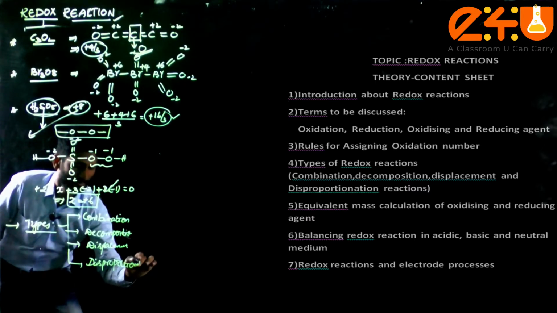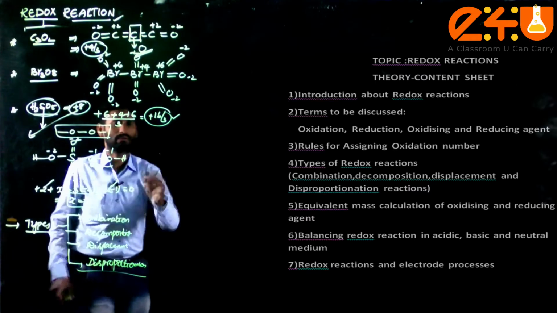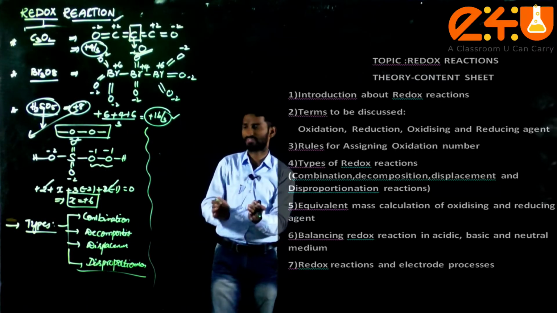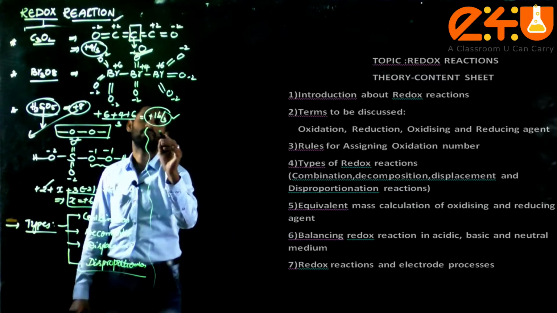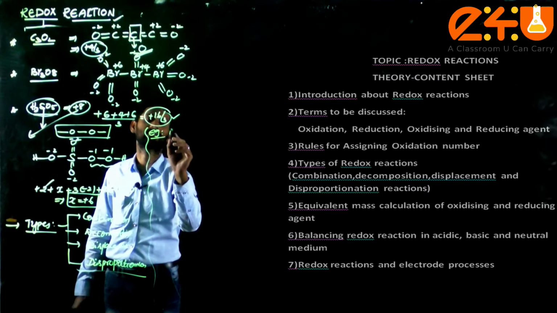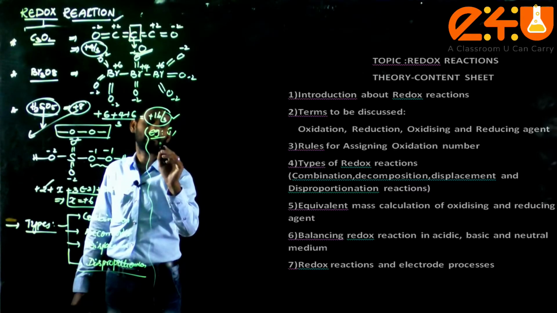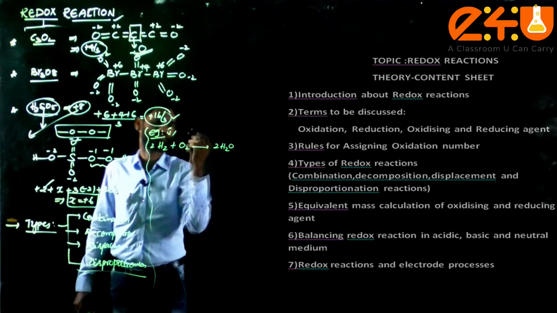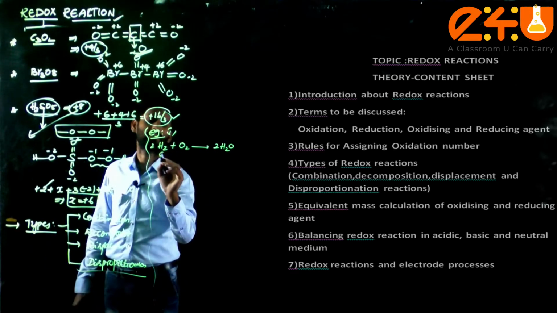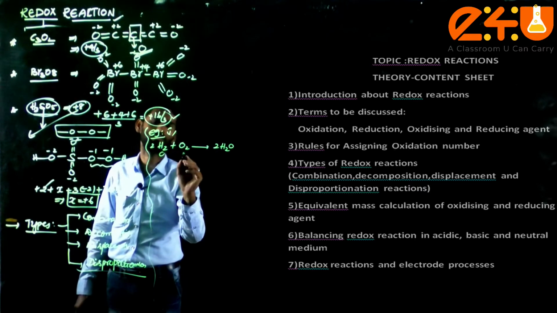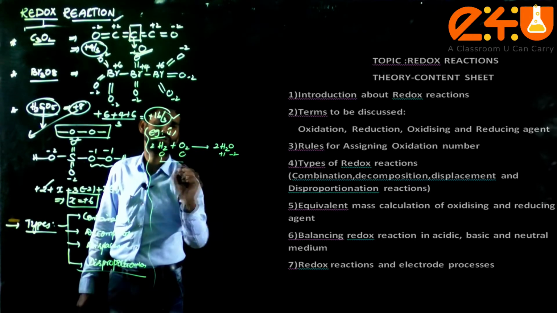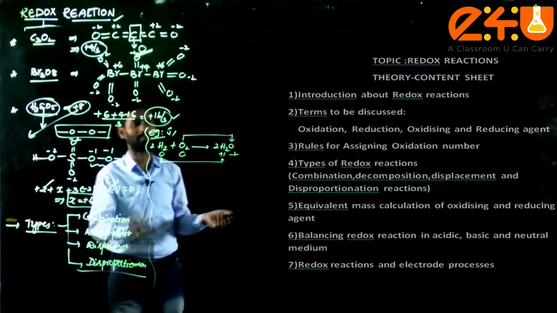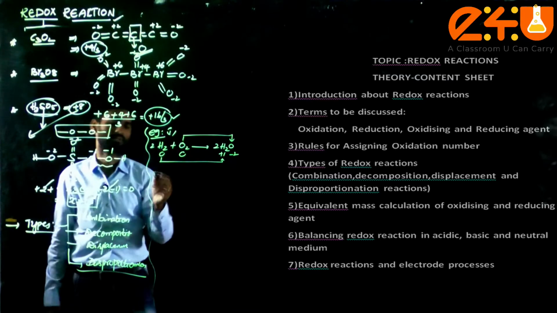This is the disproportionation reaction. Combination means two atoms, elements or molecules combined together in a reaction. For example, H2 plus O2 forms 2 H2O, a combination. Does it come under redox or not? Just check it. 0 to +1 is an increase in oxidation number, and 0 to -2 is a decrease in oxidation number. So it is a combination redox reaction.